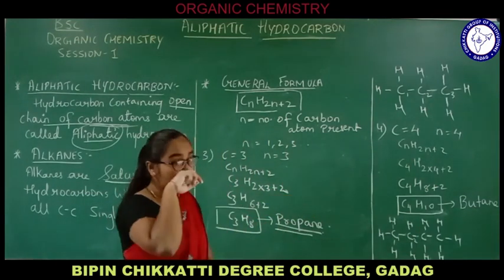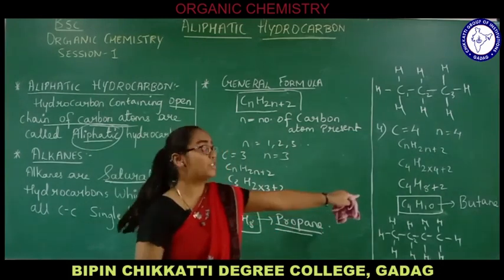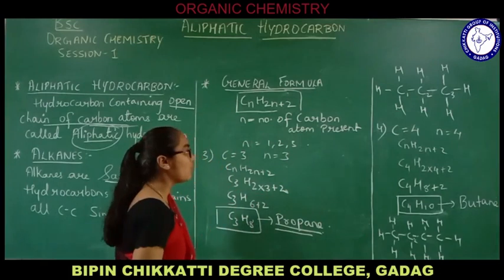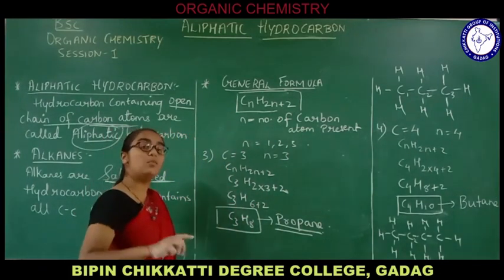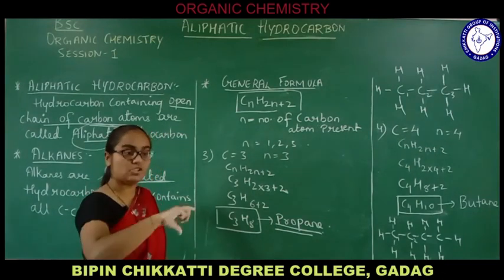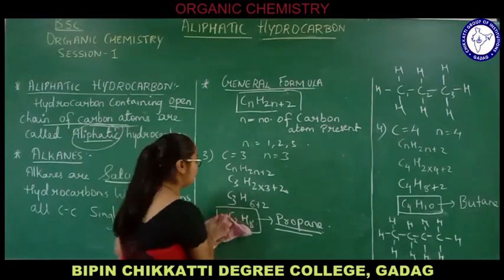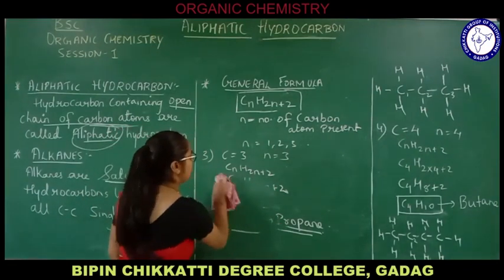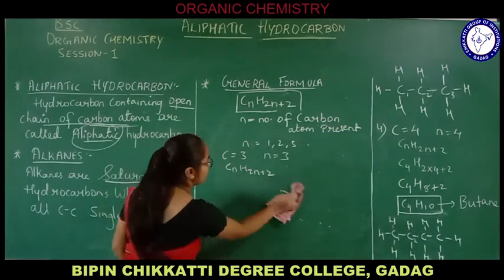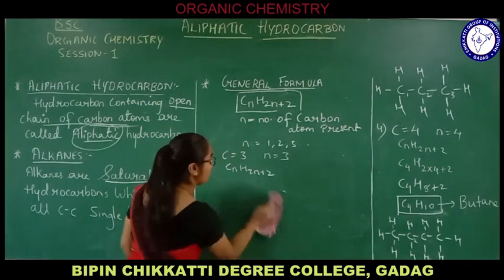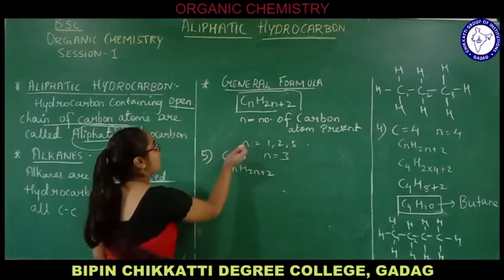So the first one was methane, second was ethane, third is propane, fourth is butane. Now let's talk about the fifth carbon atom. If N is 5, what will be the molecular formula for that compound, and what will be the structural formula for carbon number 5? Let's draw that with 5 carbon atoms.